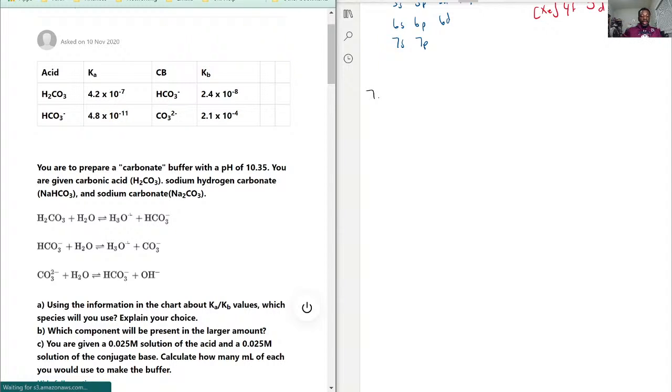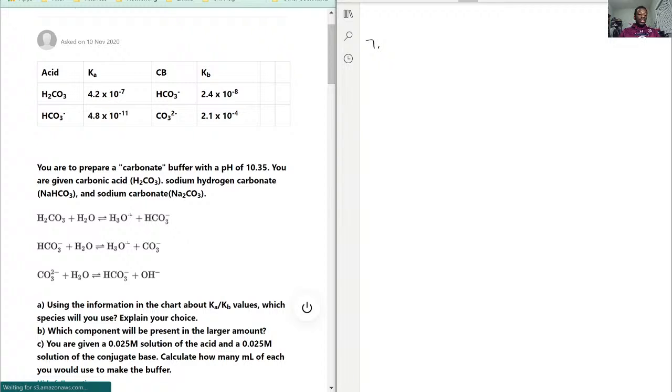We're given carbonic acid, H2CO3, sodium hydrogen carbonate, and sodium carbonate. Okay, and they gave us a formula. Use the information in the chart to say which species you will use. So with this, in regards to the species being used, we actually can find out which one to use by finding out the pKa of which one.